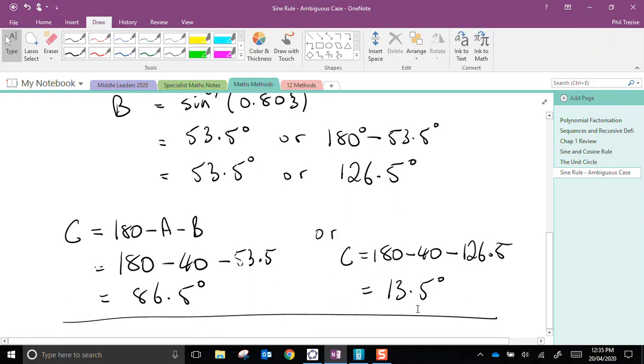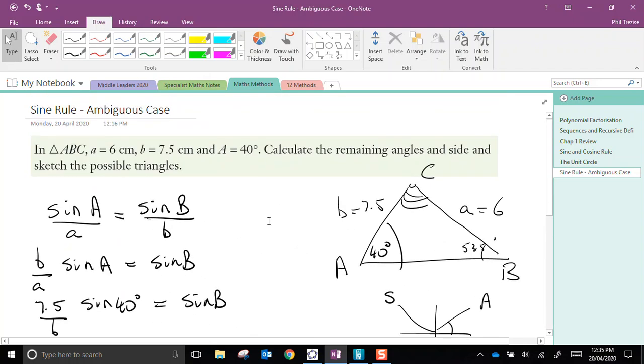Sometimes this one over here will end up being a negative number because the obtuse angle is too large, in which case that second version of the answer doesn't exist. That's enough for now. I hope you have fun solving triangles with the sine rule.